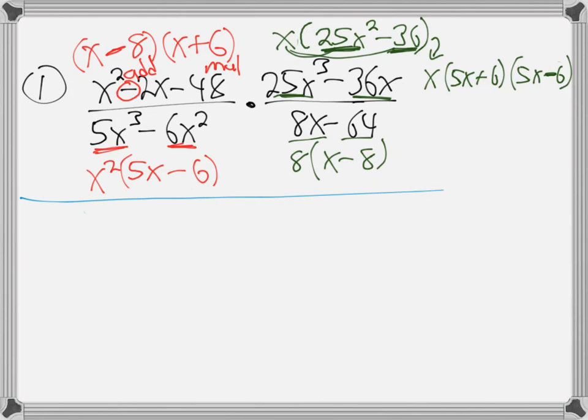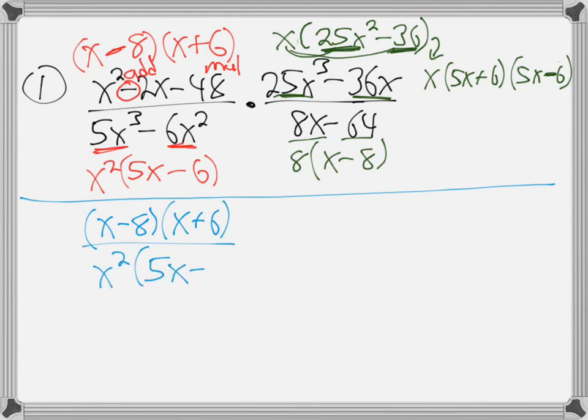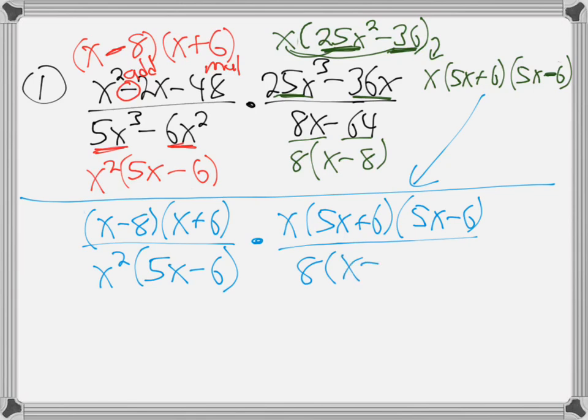So now, let's come on down. We have x minus 8, x plus 6, x squared, 5x minus 6 times x, 5x plus 6, 5x minus 6 over 8, x minus 8. Look at all that. Bunch of factoring. I know I'm going kind of quick. I just want to get these done for you to have on the YouTube. So there we are. We factored everything. That was four factoring problems.